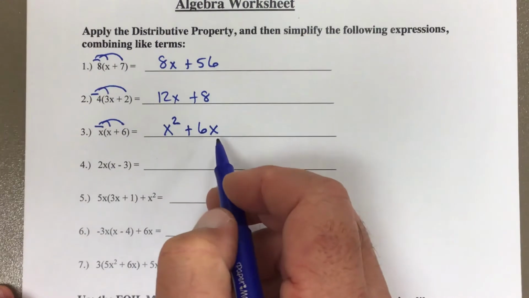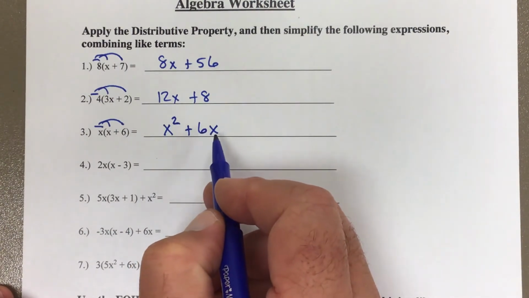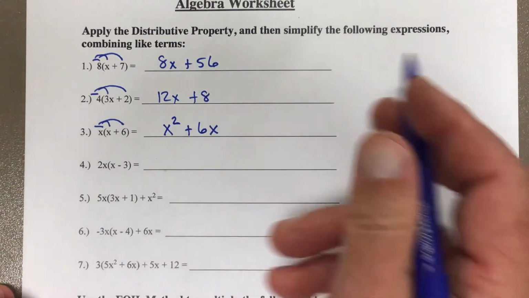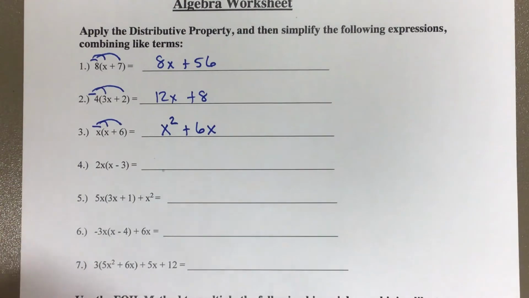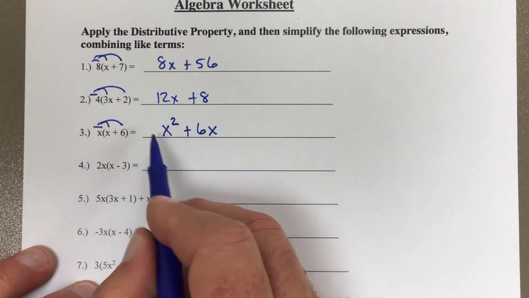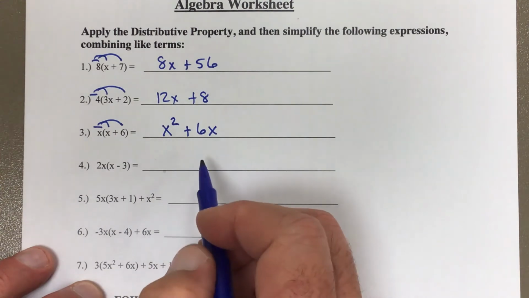Remember, when writing this, we always put the coefficient first, or the number first, and then the variable. This means multiplication. We don't have to put a dot. We don't have to put the x. We just squish them together, 6x, and you're done. These are not the same term, even though they both have x's in them. This is an x squared term, and this is just an x term. So we're done with this problem.